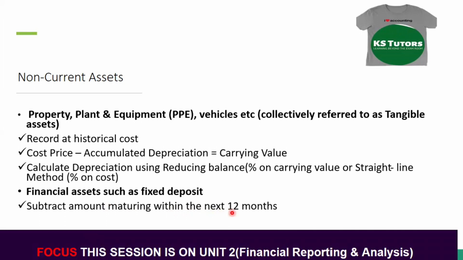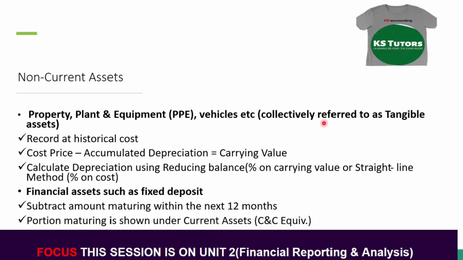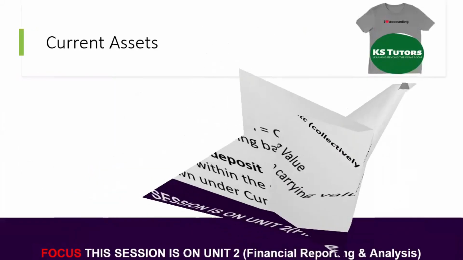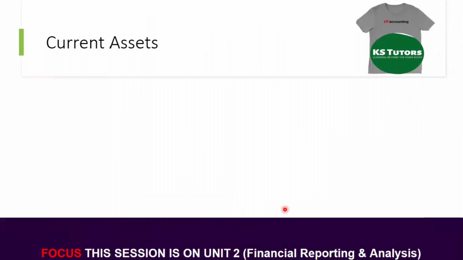And please, ladies and gentlemen, make sure when you get to that point, that's where your examiner will want to trick you. And the portion maturing is shown under the current assets, under cash and cash equivalents. So tonight we shall see how that happens. Now, after having done the non-current assets, you see there are two. You've got your tangible group and then you've got your financial.